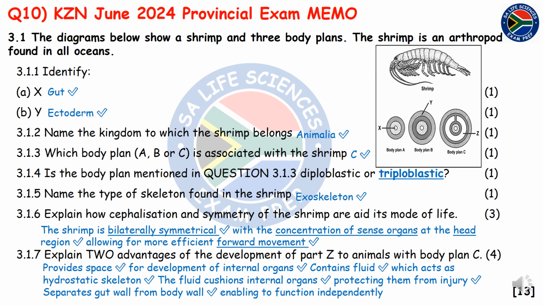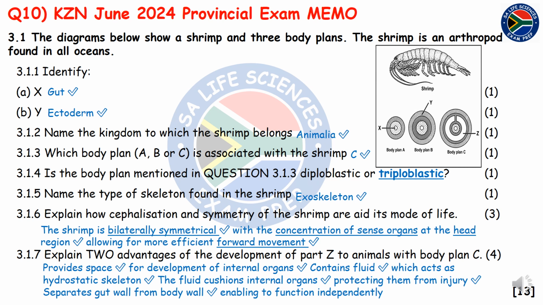Is the body plan mentioned above diploblastic or triploblastic? It is triploblastic. It's got 3 tissue layers. Question 3.1.5. Name the type of skeleton found in the shrimp. It has an exoskeleton. So instead of an endoskeleton that we have, it has its skeleton on the outside.